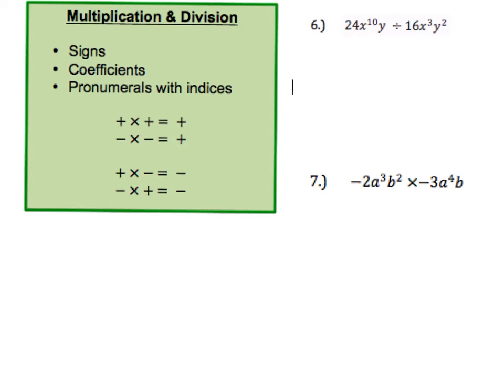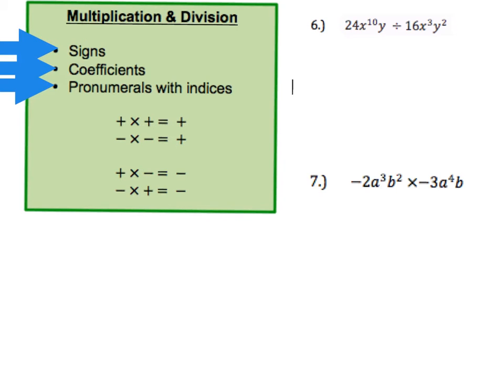We're now going to look at multiplication and division. When there's a lot of things to be done and a very busy question, it's good practice to first multiply the signs, the plus and minus, minus and minus, whatever it might be. Then you multiply the coefficients, the numbers in front of the pronumerals. And lastly, you multiply the pronumerals and see what the effect on the indices would be.